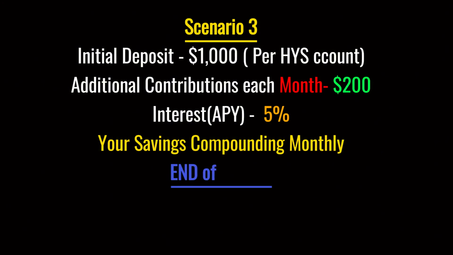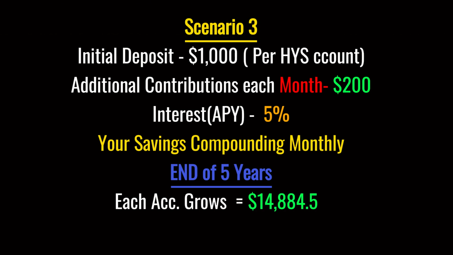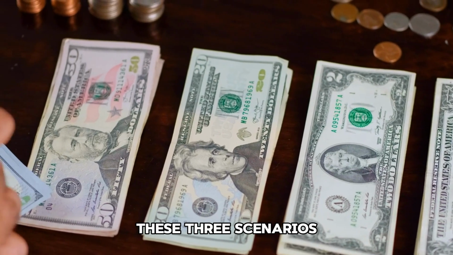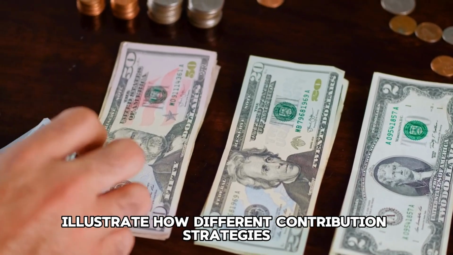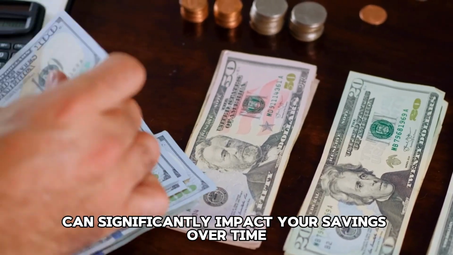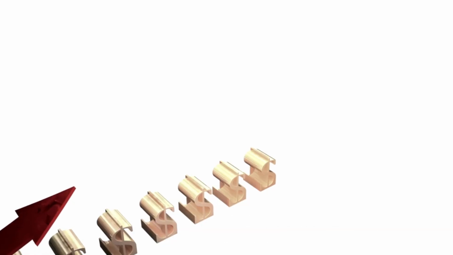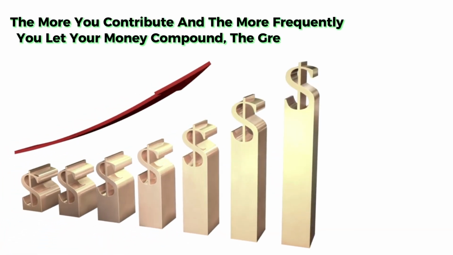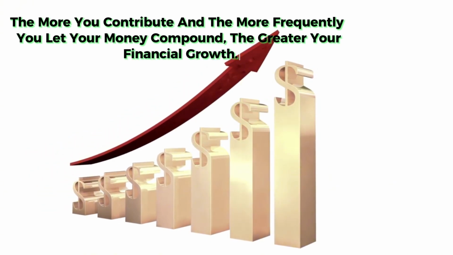approximately $14,884.58. Across all 3 accounts, the total value would be around $44,653.74. These 3 scenarios illustrate how different contribution strategies and interest compounding can significantly impact your savings over time, meaning the more you contribute and the more frequently you let your money compound, the greater your financial growth will be.